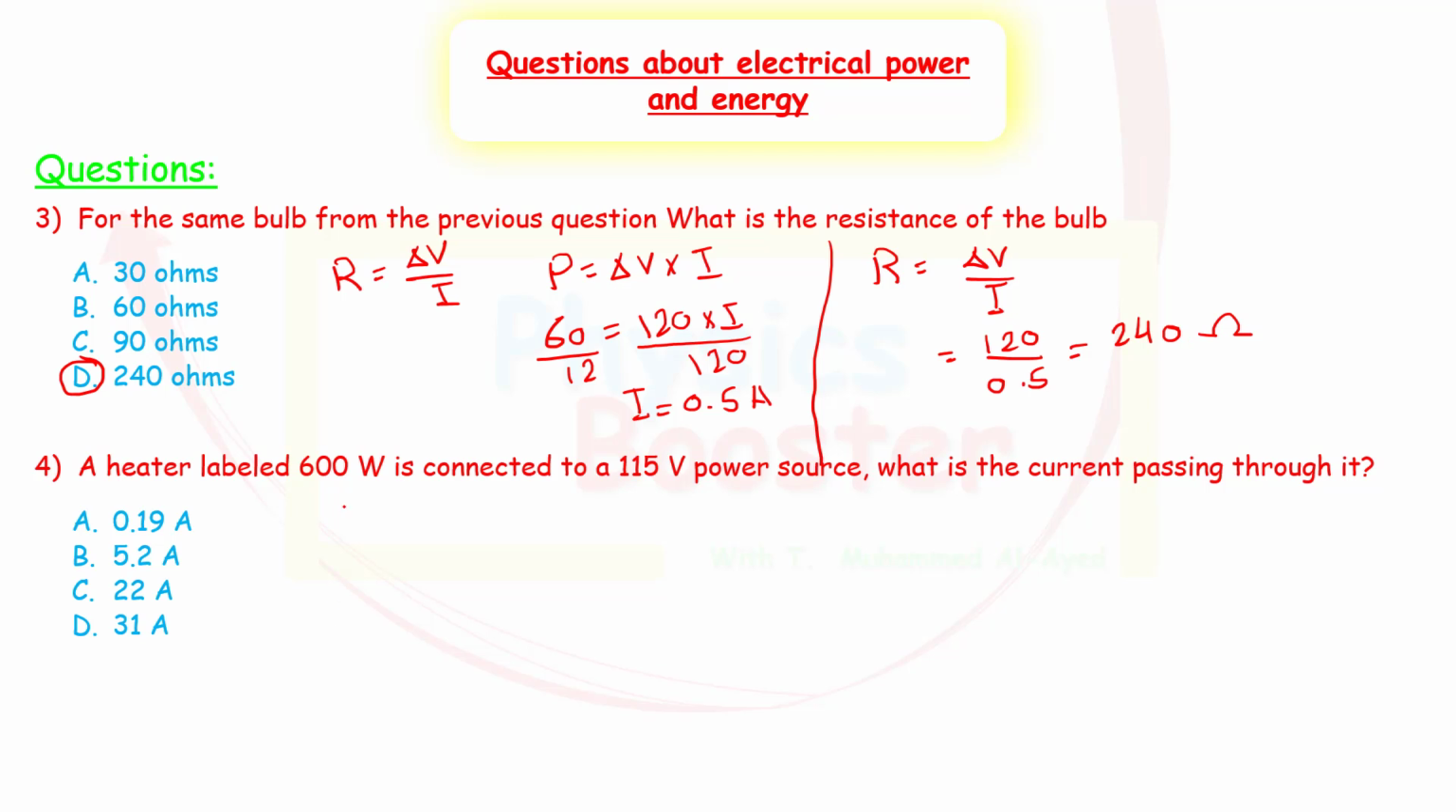A heater labeled 600 watts is connected to a 115 volt power source. What is the current passing through it? We know that P is equal to delta V multiplied by I, so it's a straightforward question.